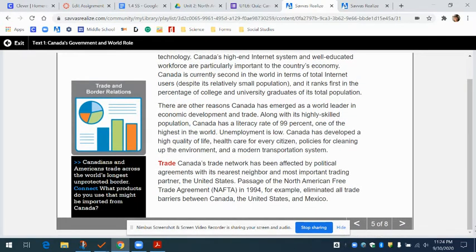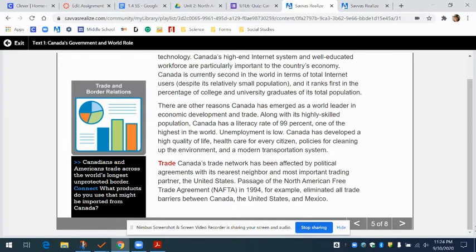There are other reasons Canada has emerged as a world leader in economic development and trade. Along with its highly skilled population, Canada has a literacy rate of 99%, one of the highest in the world. Unemployment is low. Canada has developed a high quality of life, health care for every citizen, policies for cleaning up the environment, and a modern transportation system.